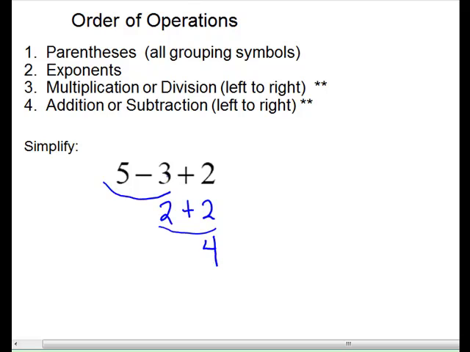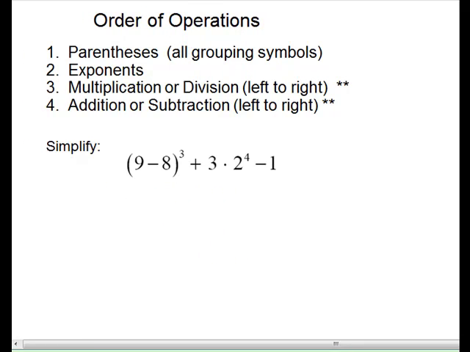If we did the addition first, 3 plus 2 is 5, and then did 5 minus 5, it would give us 0. So a different answer. That would be throwing parentheses on there that's not really there and applying the minus to both. So make sure with those, if you have addition or subtraction, go left to right once you get to that level. Let's look at another example.